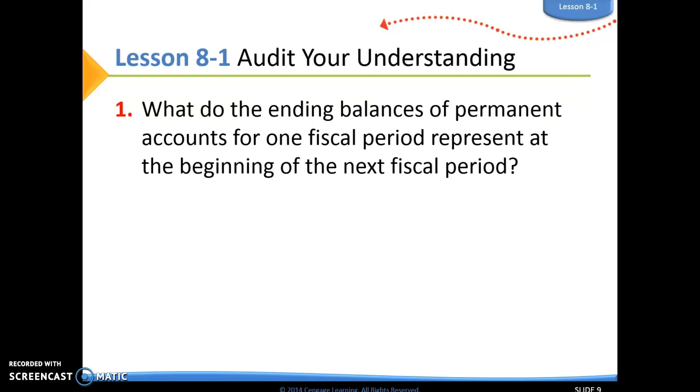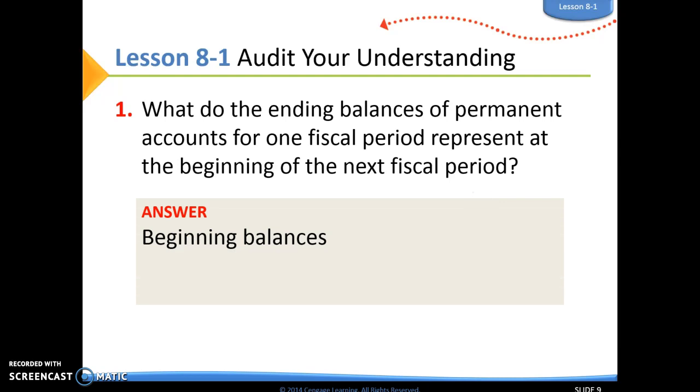So question number 1, what do the ending balances of permanent accounts for one fiscal period represent at the beginning of the next fiscal period? So remember, permanent accounts are those accounts that stay open. So what would their ending balance mean for the beginning of the next fiscal period? That ending balance of one fiscal period is going to be the beginning balance for the next fiscal period.